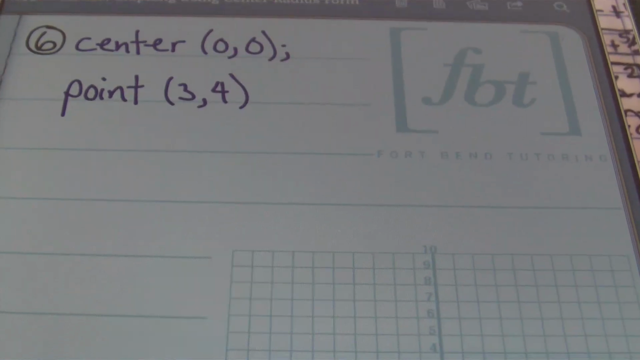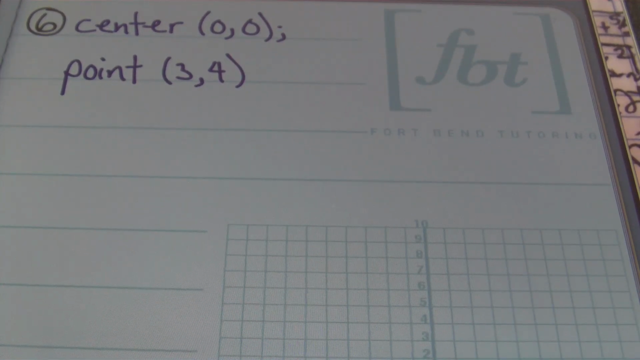In problem number 6, we have a center that is located at 0, 0 with a point 3, 4. What we don't know is the radius. So we need to find out what the radius is. There's a couple of ways to do this. One way that we'll do it is we'll use the Pythagorean theorem. How about that? Let's start by plotting the point 0, 0.